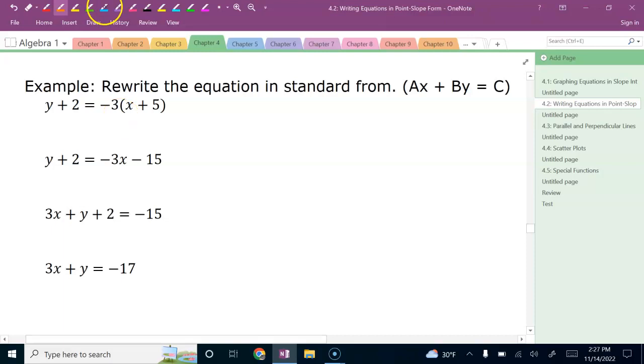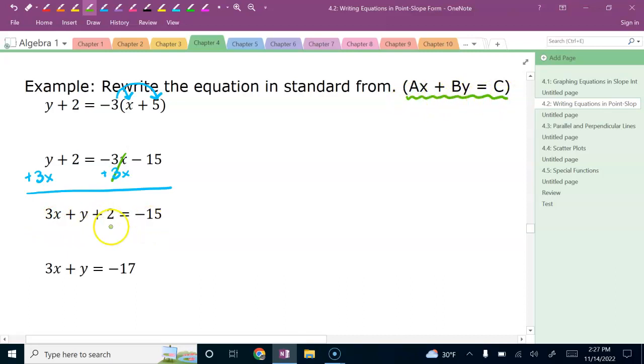What they did first here is they took that negative 3 and they multiplied it into the x and that plus 5. So we've got y plus 2 equals, now it says negative 3x minus 15. Then what they did is they added 3x over to the other side. So now it says 3x plus y plus 2. So I've got my x and my y over here on the left, and that's where I want to keep them because I want to get it into this form.